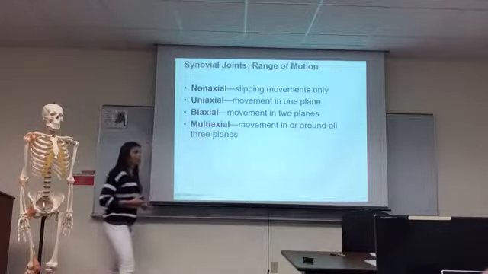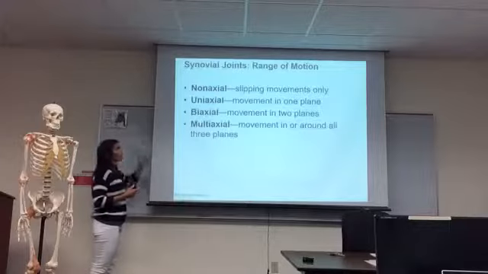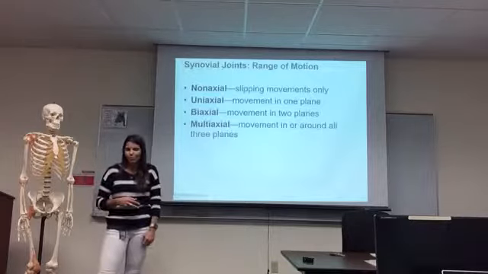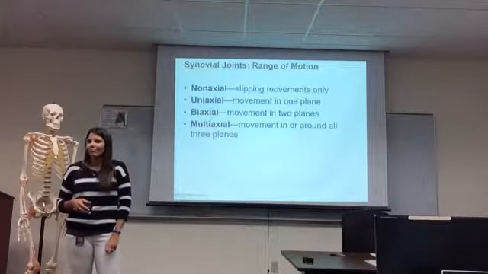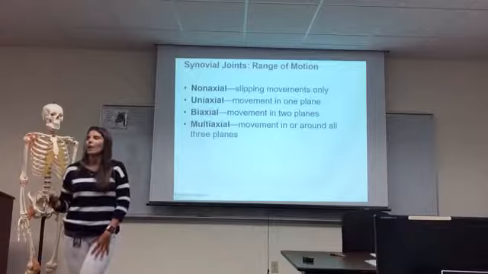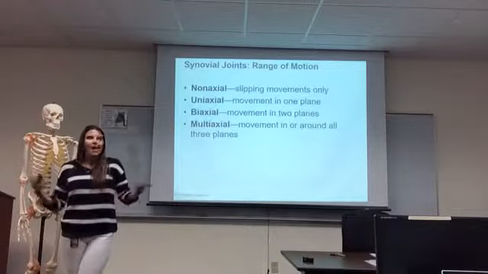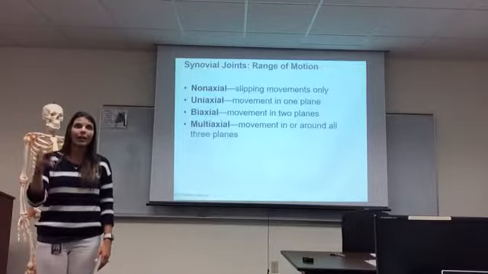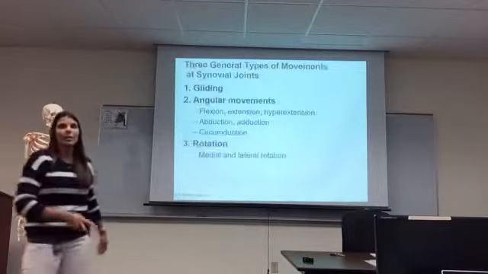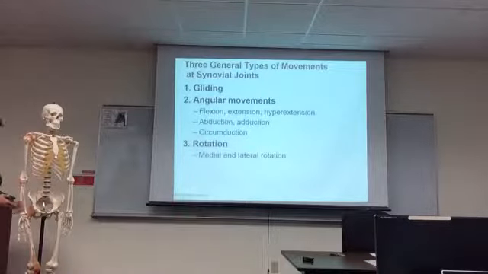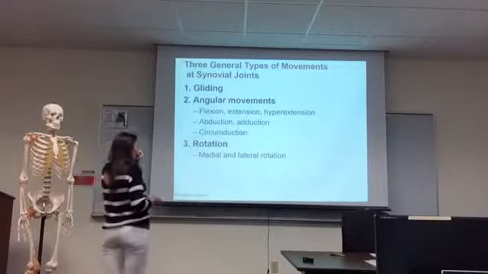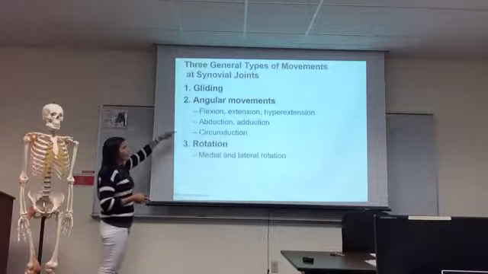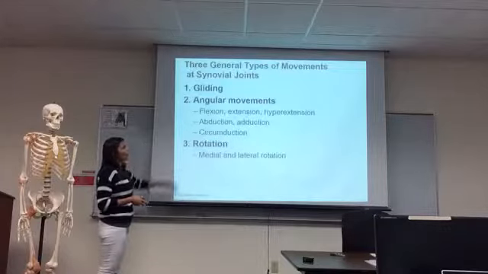Synovial joints have range of motion. Some of them move a whole lot, some of them don't move as much. We have non-axial, uniaxial, biaxial, and multiaxial. What do you think the difference between these is? Yeah, it's the range of motion and on which axis it moves. Does it just go in one plane? Can it go in all planes? And so on. Three movements are allowed by these different joints: gliding, angular, and rotation.